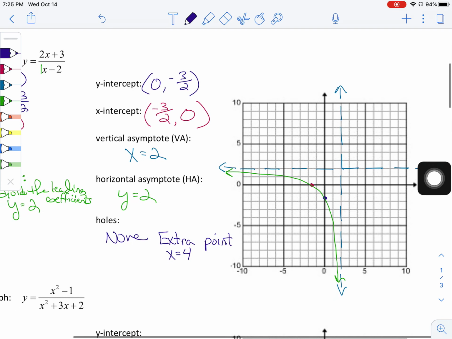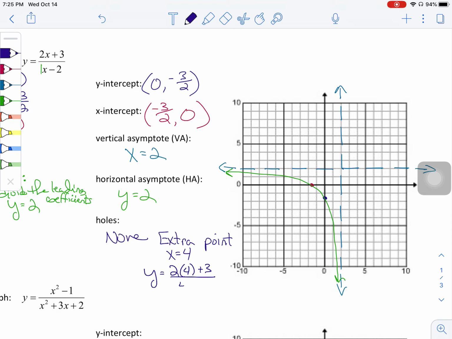All right, let me take a look back at this thing here. So y is equal to, now I'm going to use that x value and figure out what's going on. So I've got 2 times 4 plus 3 over 4 minus 2. So 11 over 2. Am I doing my math here right? So 11 over 2. Yeah, that sounds right.